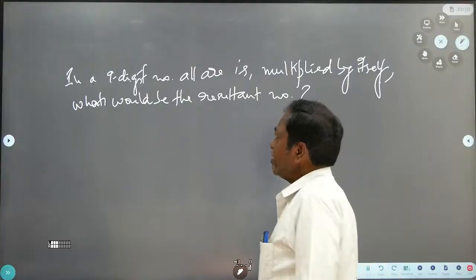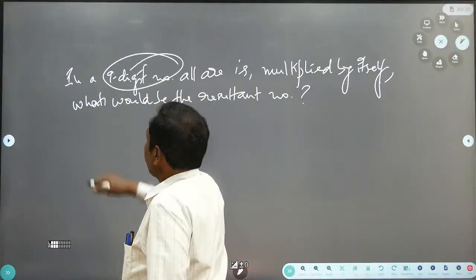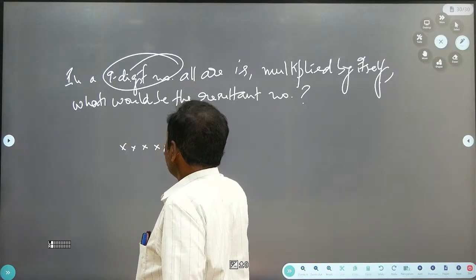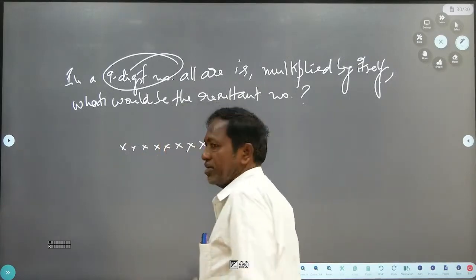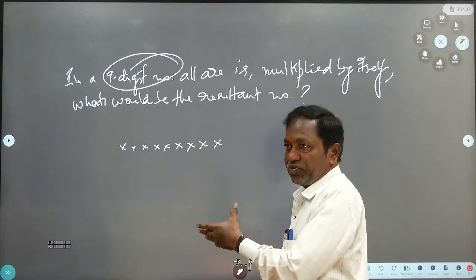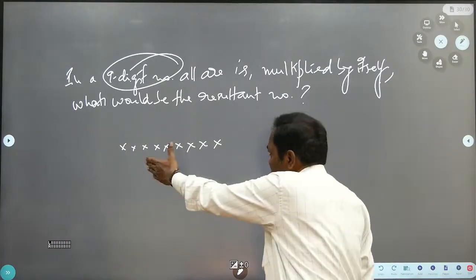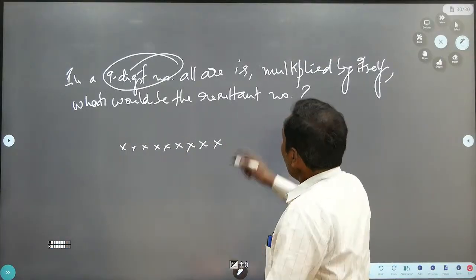9-digit number. How do you write a 9-digit number? 1, 2, 3, 4, 5, 6, 7, 8, 9. 9-digit number. How should we crack it? This is the cracking point. 9-digit number. We don't know. You write like this. All are ones.